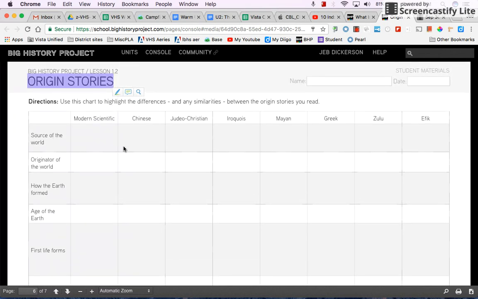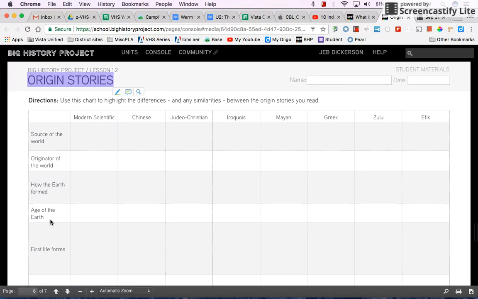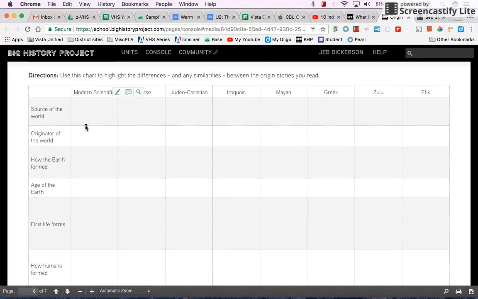And what it's asking you to do is tell us, how does the modern scientific origin story explain the source of the world? How does the Chinese origin story explain this? And then the next one, the originator of the world. Who started this world? How did the earth form? What is the age of the earth? What were the first life forms? All of these different origin stories address most of these. There may be some that they don't mention.